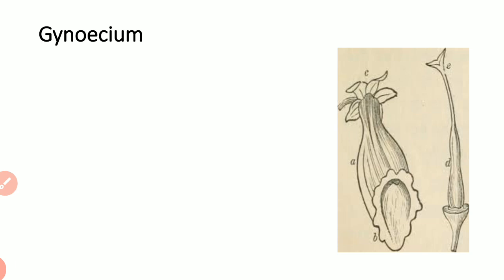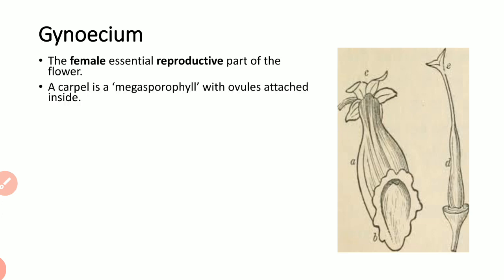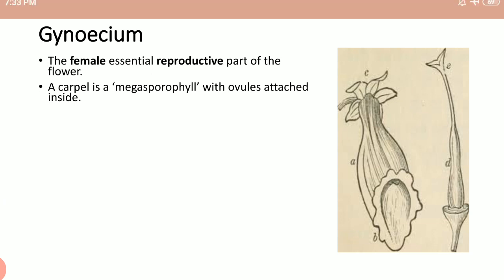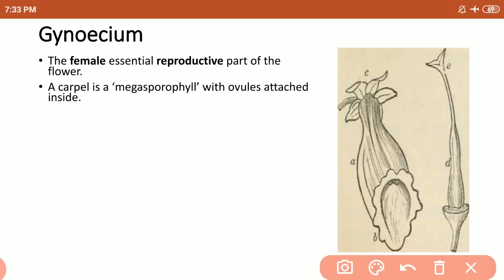Now we proceed toward the next reproductive part, the female part, the carpel or gynoecium. It is the female essential reproductive part of the flower, just like the androecium. A carpel is a megasporophyll with ovules attached inside. So the carpel consists of three parts. The actual position of the megasporophyll is here, the ovary part.